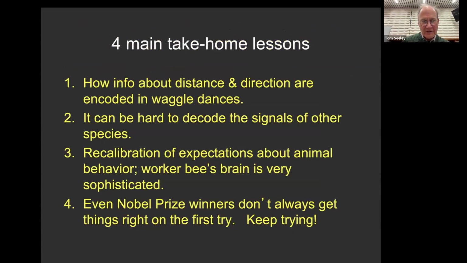So there are four main take-home lessons from this talk and from Von Frisch's experiments. We've learned about how information about distance and direction are encoded in waggle dances. Directions are indicated by the orientation of the waggle run relative to straight up on the comb. Distance is indicated by the duration of the waggle run in each dance circuit.